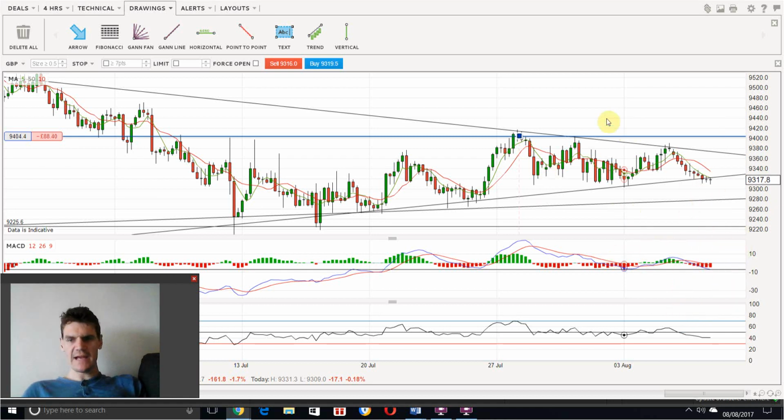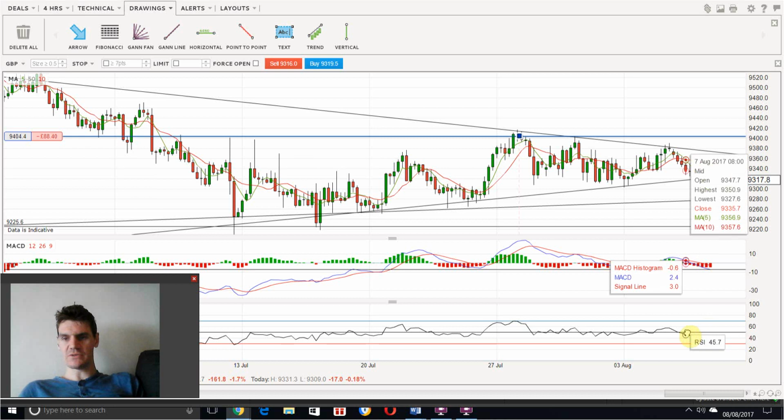Also, you'll notice that as the triangle comes towards its conclusion, the height of the bars, as we go from red to green to red, start to get lower and lower until we see which direction price is going to head in, and then we'll start to see an increase in the height of those bars, and we'll go from there. So the RSI as well has just got down to this 40 level, where it's got down to a couple of times before. It could go either way. Depending on which way it goes, we'll see which way price will go from there.